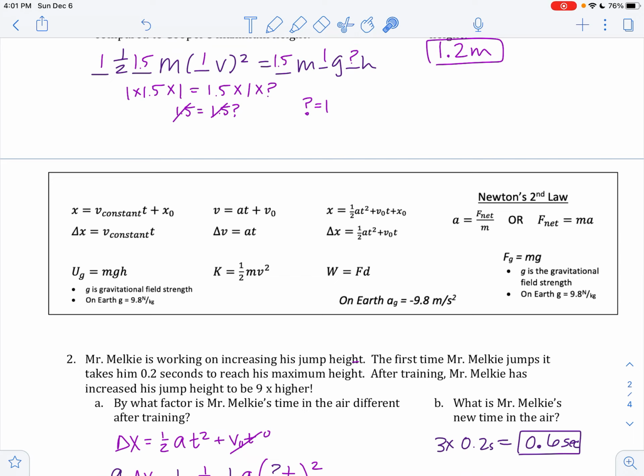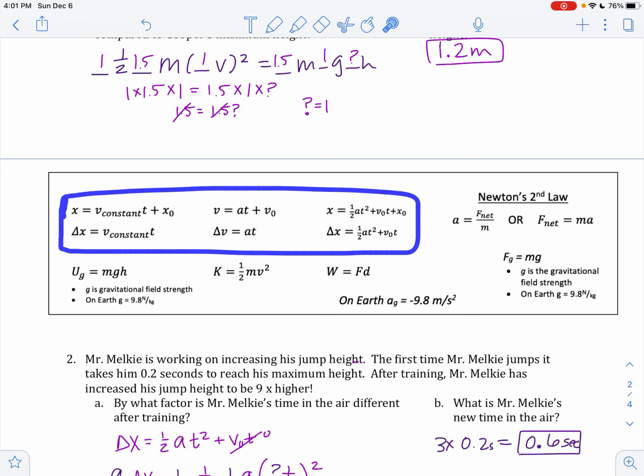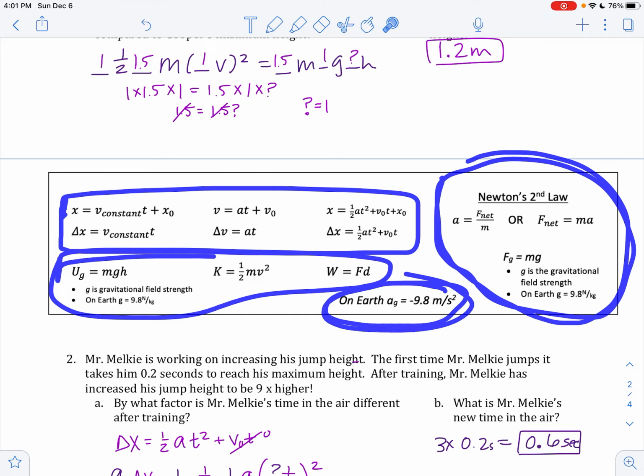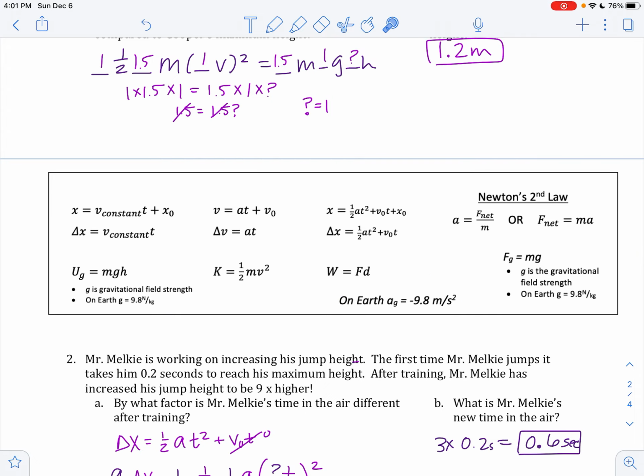All right, so the equations, there's several groups of them. These are the motion equations for predicting motion. These are the energy equations for dealing with energy. And then here we have the forces equation. And this is a little fact down here from free fall about the acceleration of objects.